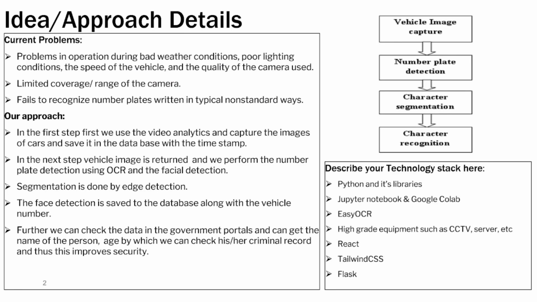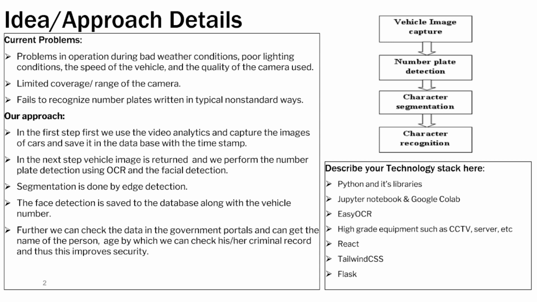Here is our idea and approach details. First of all, let me tell you about the current problems we have in the existing ANPR and facial recognition systems. There are problems in operation during bad weather conditions, poor lighting conditions, the speed of the vehicle, the quality of the camera used. All of these are limitations. Limited coverage or range of the camera. The existing ANPR systems might fail to recognize number plates which are written in typical non-standard ways. So here is our approach to this problem statement.